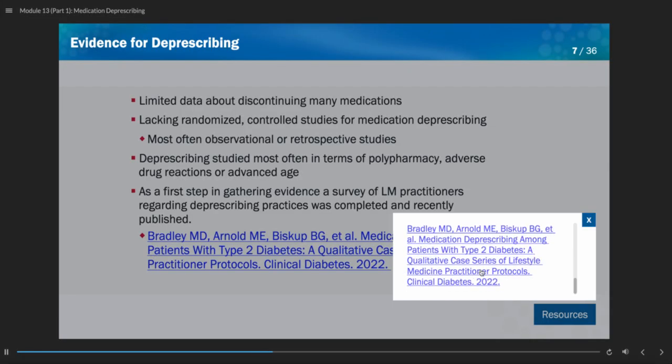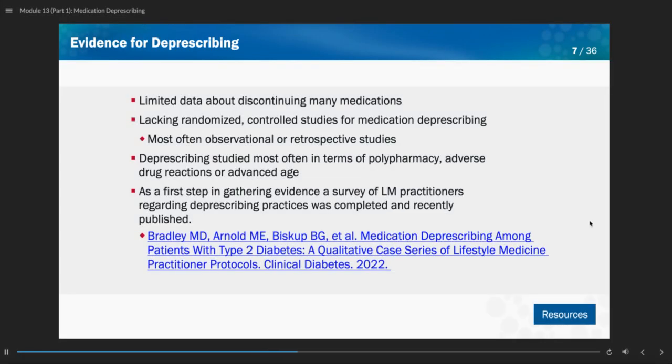Correcting the underlying cause of illness or condition may impact plans for deprescribing that is different from deprescribing due to polypharmacy or advanced age concerns or medication side effects. We are opportunity rich for more research on deprescribing to be completed in conjunction with lifestyle treatments. Early efforts have begun with a survey of established lifestyle medication practitioners regarding their own deprescribing practices. This survey has been completed and was recently published.